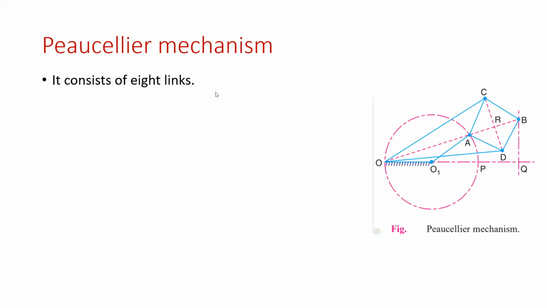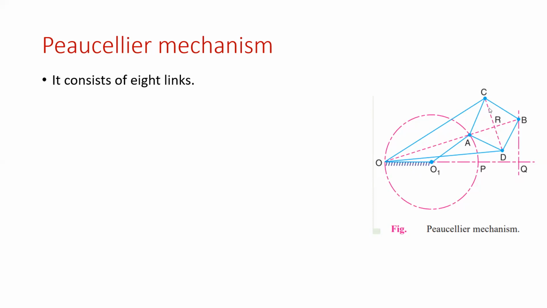So as you can see, it consists of 8 links. You can count: O1 O is the fixed link, the first link. Then from point O1, one link is connected, that is point A, O1A. It is the second link. Third and fourth links are connected at point O: OC and OD.